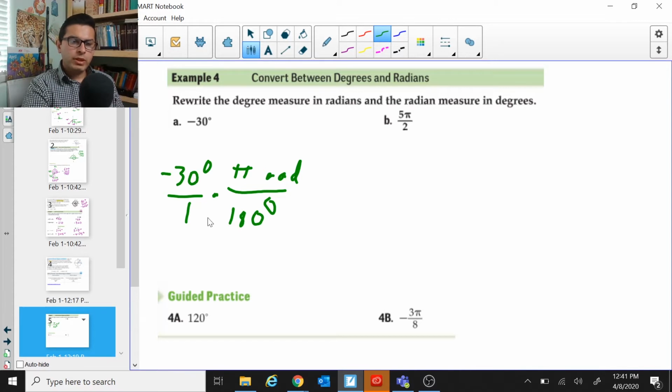Alright, so the first thing I will do is type this into my calculator, but I want to leave out the pi. The reason why I'm going to leave out the pi is because it's going to be there. It's not going to move. My answer, we wanted to have pi in the answer. So therefore, I'm going to leave that there and just ignore it. I'm just going to say negative 30 over 180, and let's see what happens.